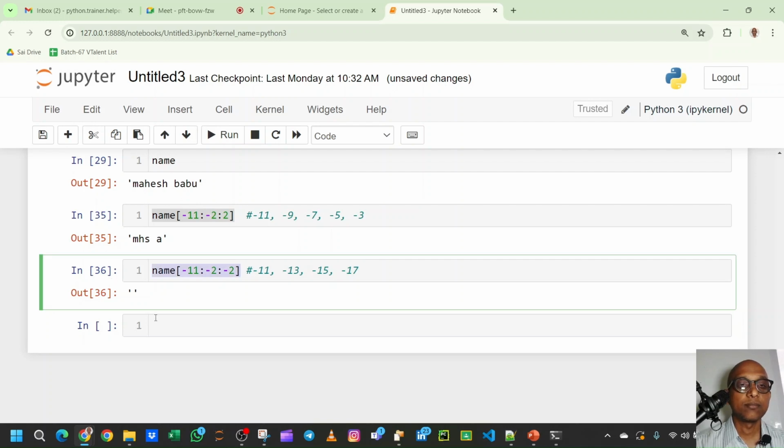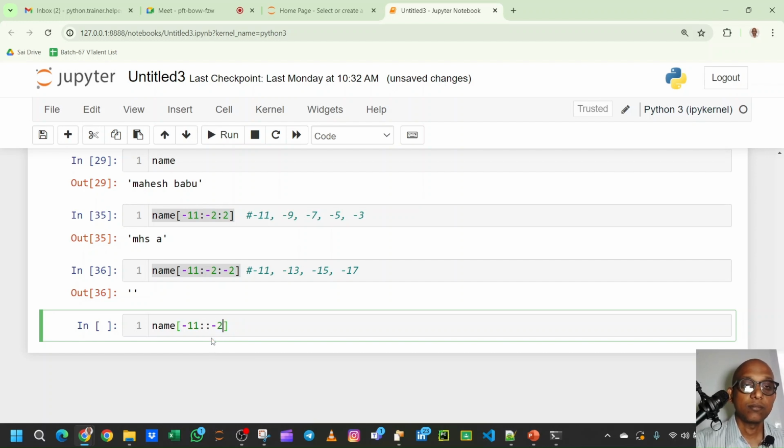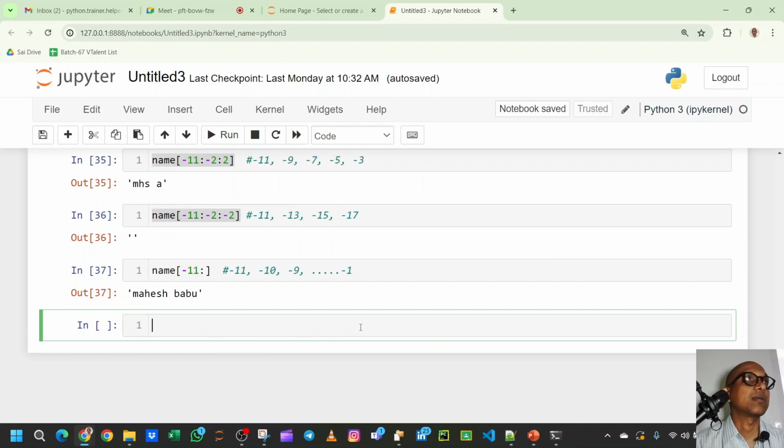Let us say -11 and a colon. What does it mean? It is going to start with the indexing of -11. Since I did not mention the incremental value, what is the default incremental value? 1. So -11 plus 1 is -10, then -9, and it keeps on going till -1. Yes, at some point I'll reach -1. Correct? It is the same as the string.